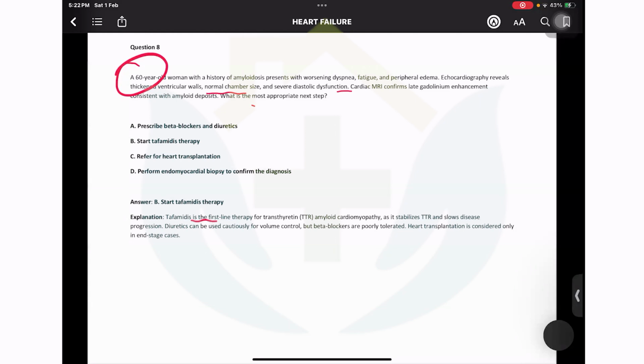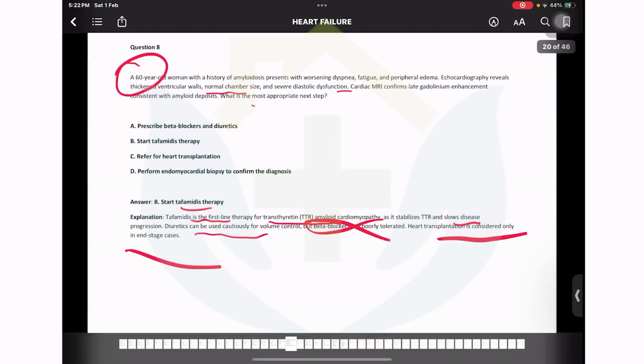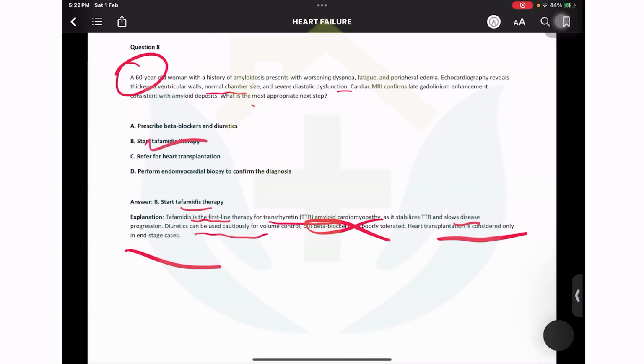So the first-line therapy is tafamidis. It is basically a transthyretin stabilizer, and it slows the disease progression. Diuretics can be used cautiously for volume control, but beta blockers they do not tolerate. Then heart transplantation is the only definitive option. So eventually this patient will need a heart transplant, but immediately you should start the patient on tafamidis. Okay.